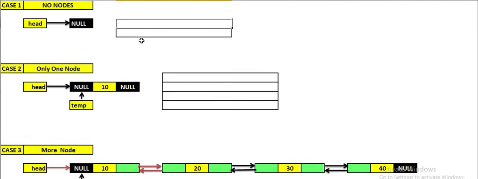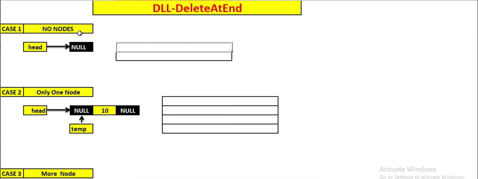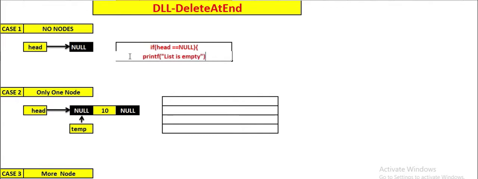First, if you don't have any node, that means if head is equal to null, it is very simple. In that case you are going to write "list is empty". So that's done.